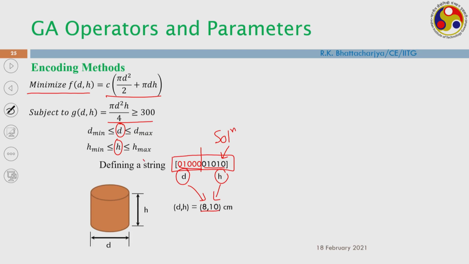Once you are defining this chromosome, when we apply crossover, we will apply the crossover on the entire string, not based on individual variable. I will discuss this part when I show you the crossover method. Here the chromosome is 0 1 0 0 0 0 1 0 1 0. I can decode this chromosome and I will be getting D equal to 8 and H equal to 10, and putting that value in the objective function I can also find out the fitness value for this particular chromosome.